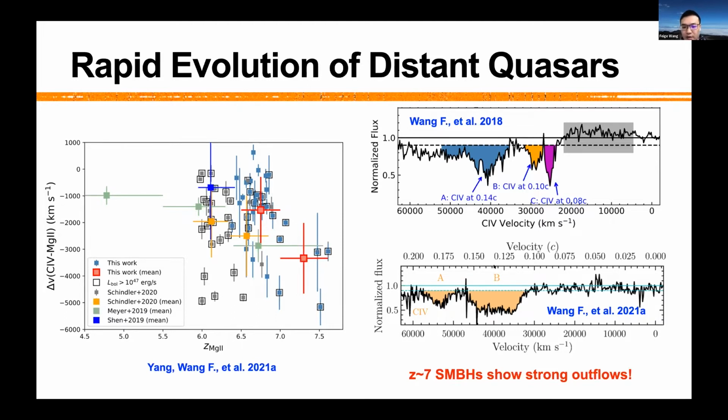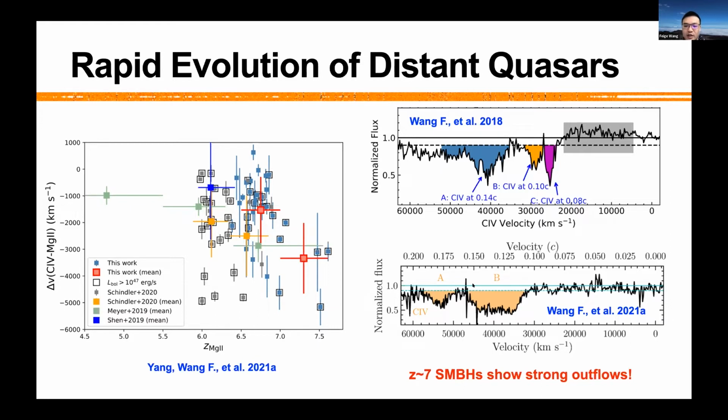And also in the bottom panel, the outflow we see is in the most distant quasars. All these quasar outflows have a velocity of close to 10% of the speed of light, which is pretty high.